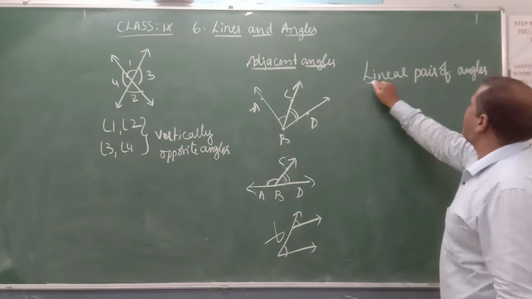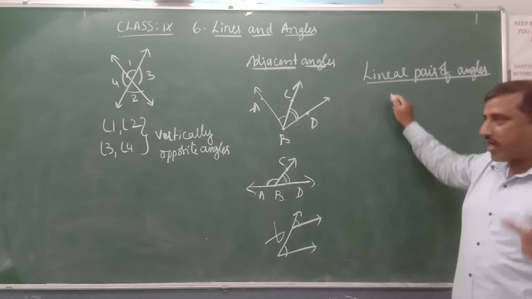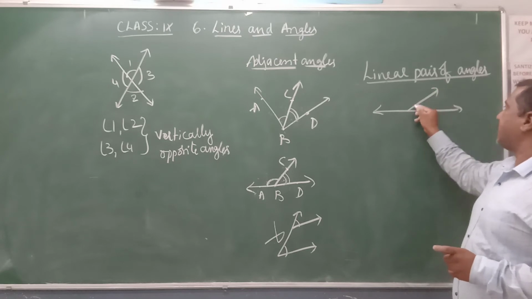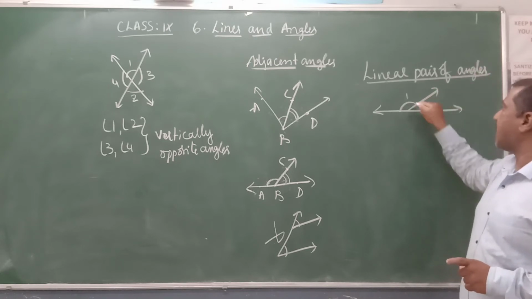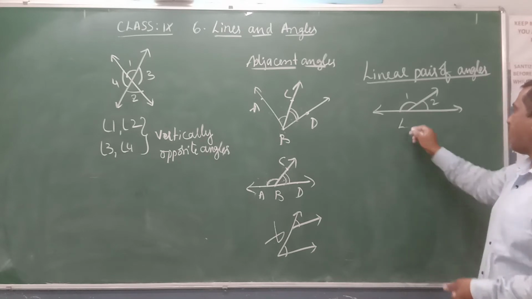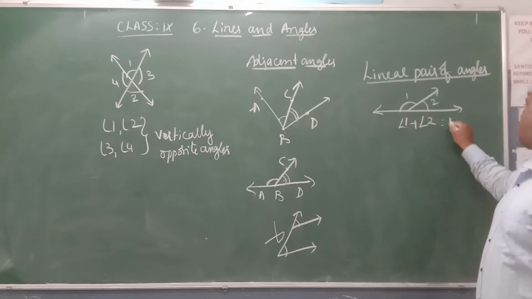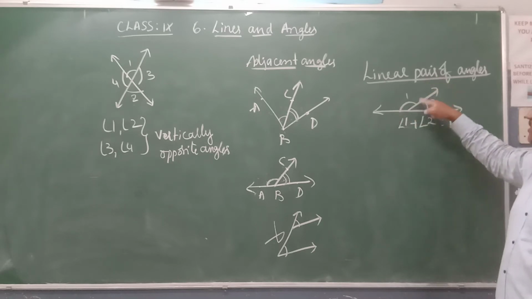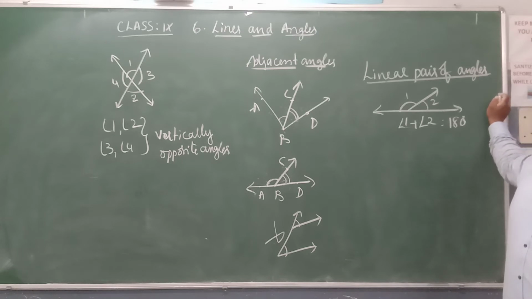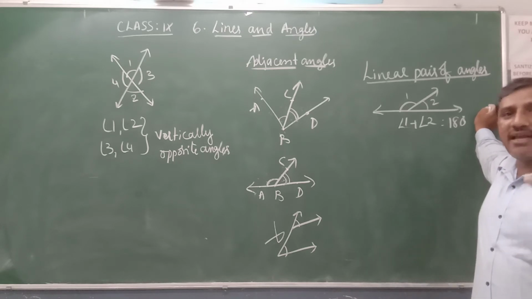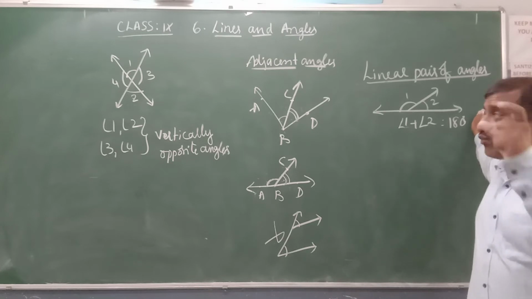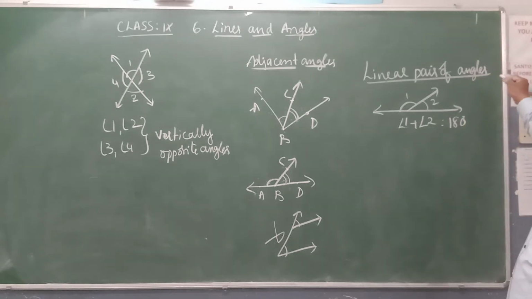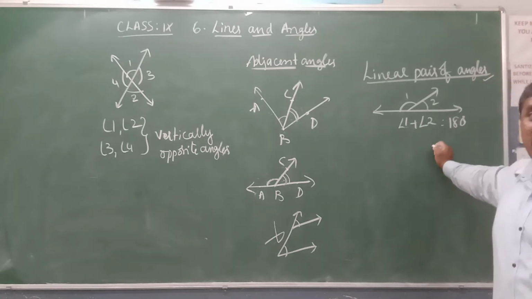Generally, linear means a straight line. The two angles formed on this straight line whose sum is 180 degrees, that is angle 1 and angle 2. If angle 1 plus angle 2 is equal to 180 degrees, then we call these angles linear pair of angles. So a pair of adjacent angles whose sum is 180 degrees are known as linear pair of angles.